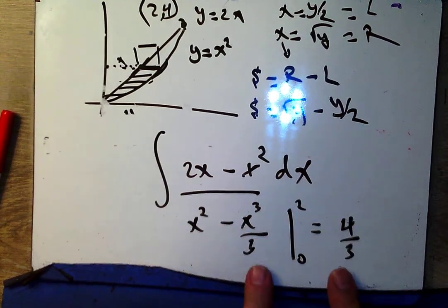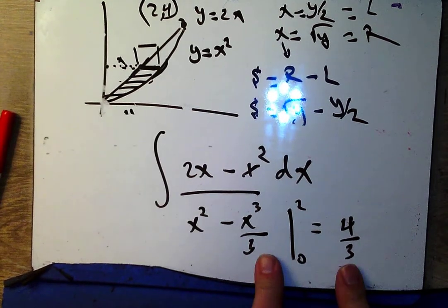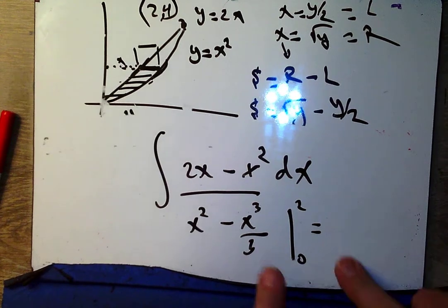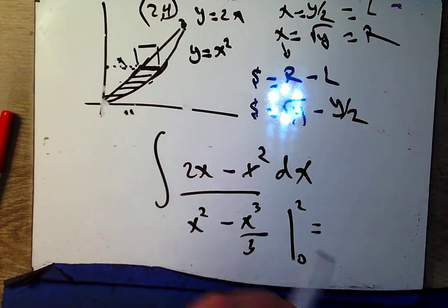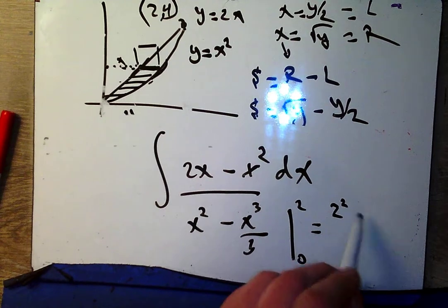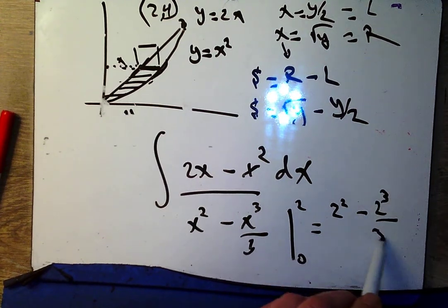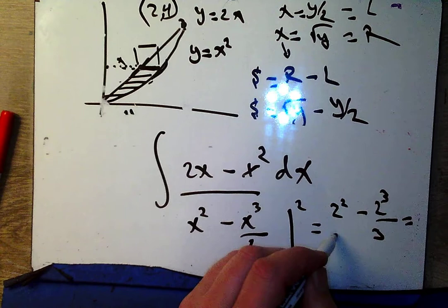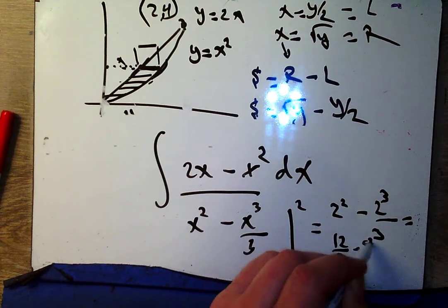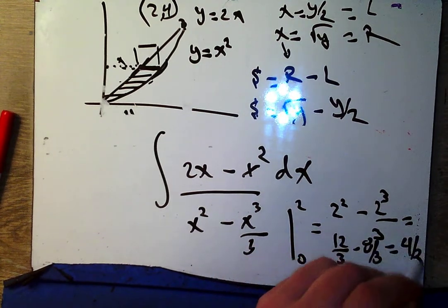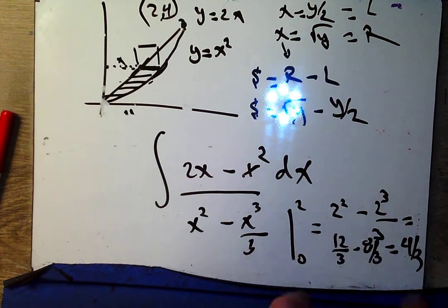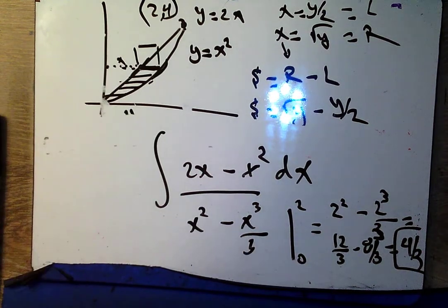Now, don't do this. This is not sufficient for the third part. We need to see you plugging stuff in. So we really want to see 2 squared minus 2 to the third over 3. And that's going to be 12 thirds minus 8 thirds, 4 thirds. You could skip this and go from here to here, but some work needs to be shown. All right. Okay. Well, I think that's pretty fabulous.